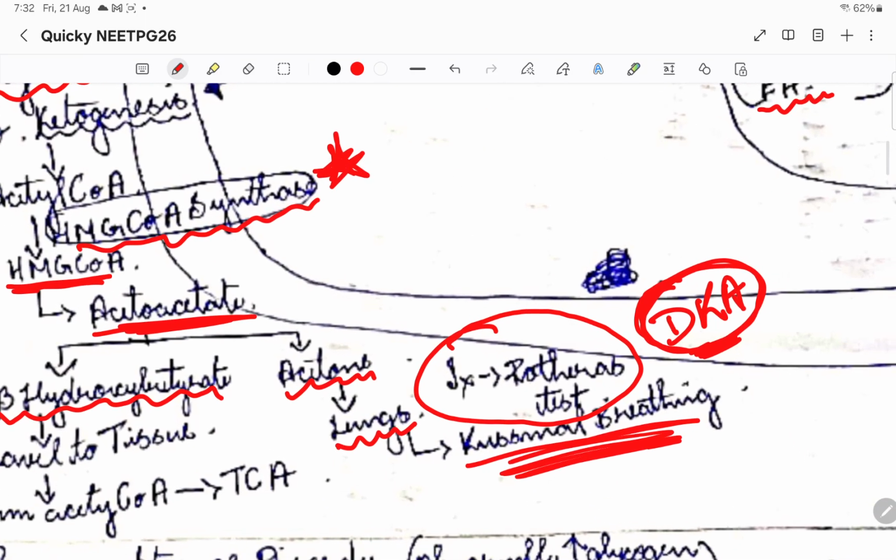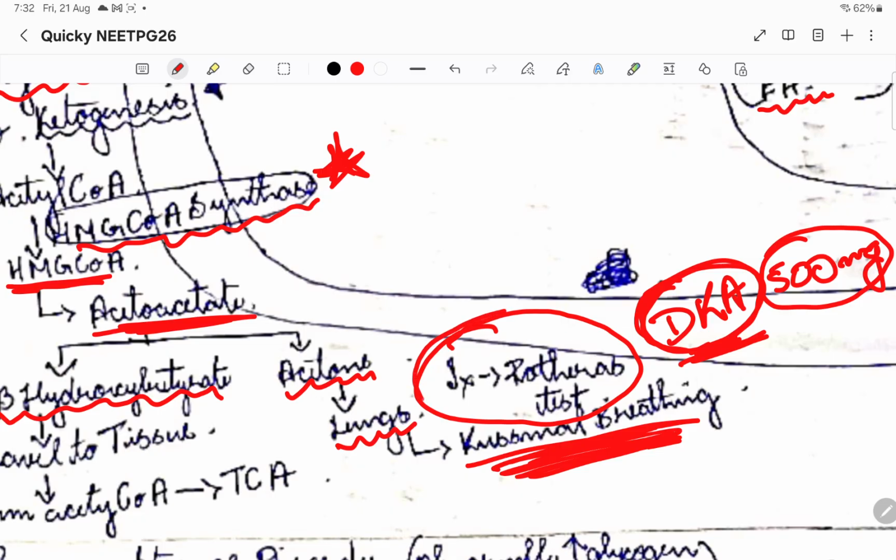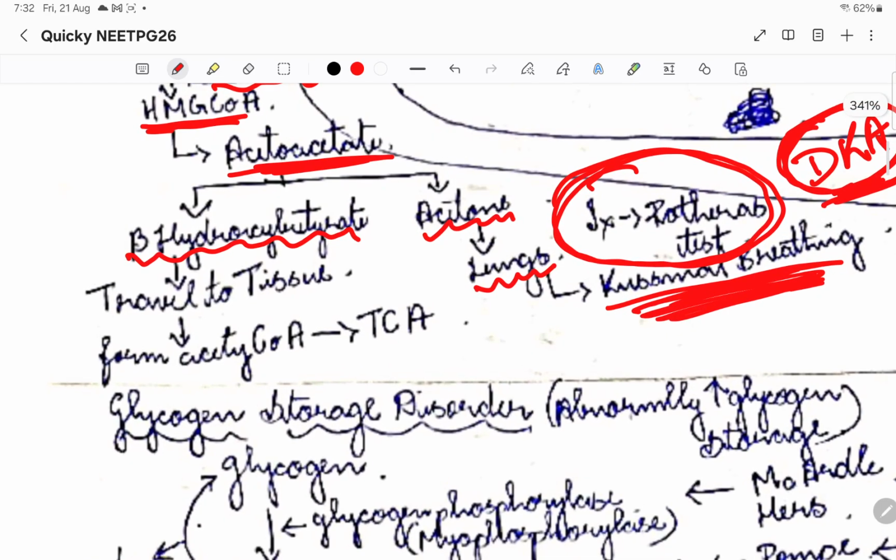So when we have a patient with diabetic ketoacidosis with a glucose level in the blood of 500, the body was supposed to utilize this amount of glucose, but glucose utilization is not there. So when more than this amount of glucose is present in the blood, it is definitely ketoacidosis, and we can see Kussmaul breathing. And we can also investigate through Rothera's test, where we can get acetone positivity in DKA patients.